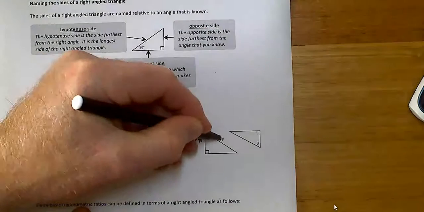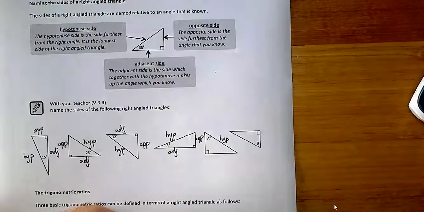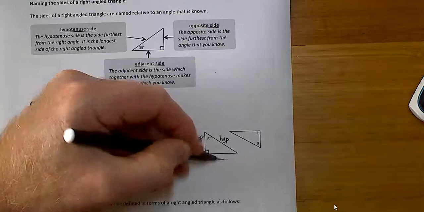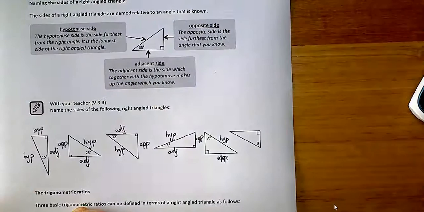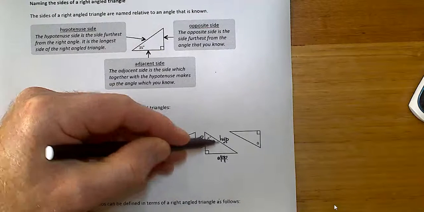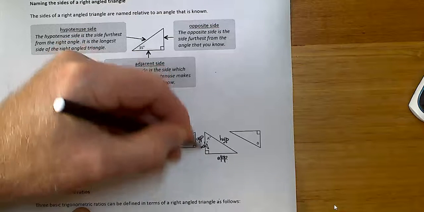Hypotenuse is the longest. The opposite side is furthest from the angle that we know. And the adjacent is the other side. It goes with the hypotenuse to make up the angle we know.